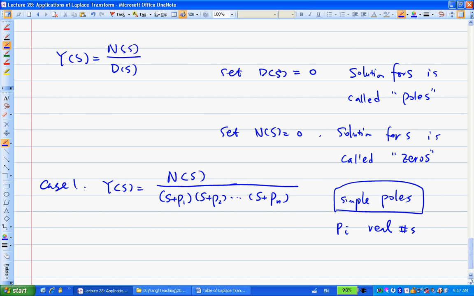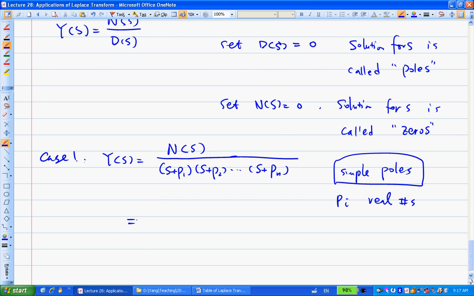How do we decompose this into the simplest format? I'm not going to go through the derivation, but you will decompose like this: K1 over s plus p1, K2 over s plus p2, and so on up to Kn over s plus pn. That's how you decompose in such a case. And of course, the question is what K1, K2, Kn will be. That I'll talk about next lecture. Any questions?